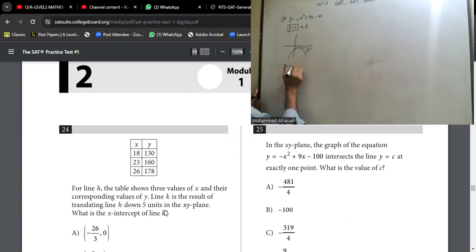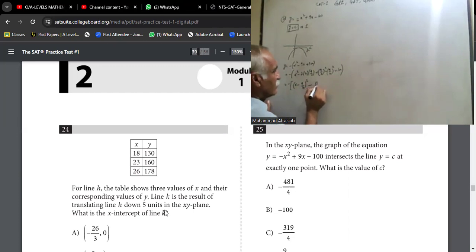Y is equal to minus x square minus 9x plus 100, or minus x square minus 2 into x into 9 over 2 plus 9 over 2 whole square minus 9 over 2 whole square plus 100, which is equal to minus x minus 9 over 2 whole square minus 81 over 4 plus 100, which is equal to minus x minus 9 over 2 whole square plus 81 over 4.